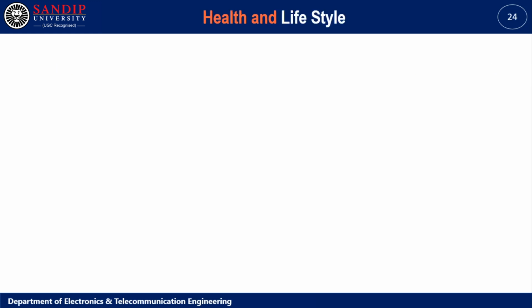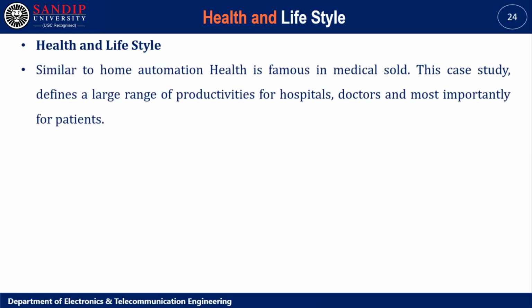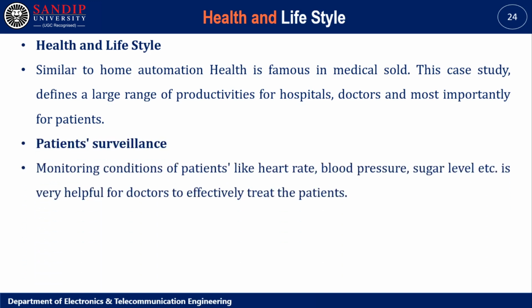Now let us discuss health and lifestyle. Health and lifestyle. Similar to home automation, health is a famous domain in the medical sector. This case study defines a large range of productivities for hospitals, doctors, and most importantly for the patients. Patient surveillance: monitoring conditions of patients like heart rate, blood pressure, sugar level, etc. is very helpful for doctors to effectively treat the patients.